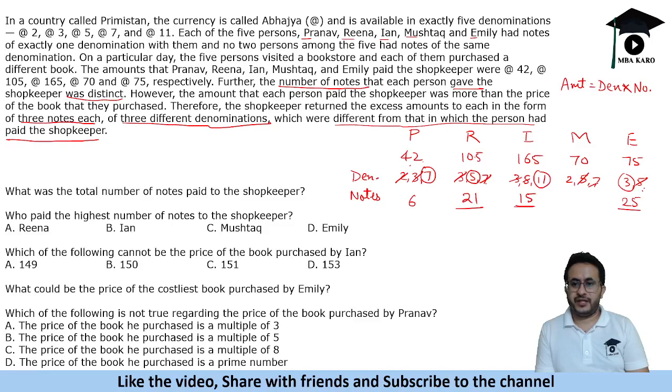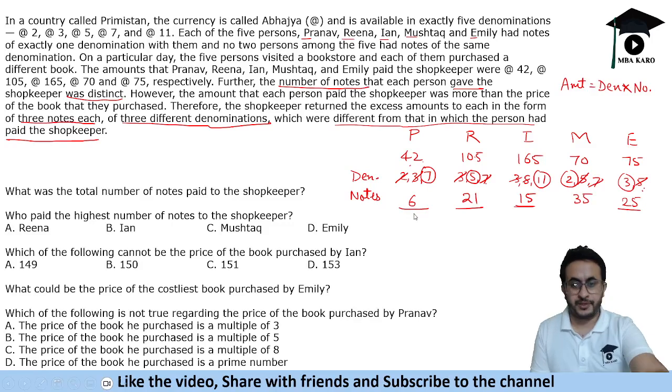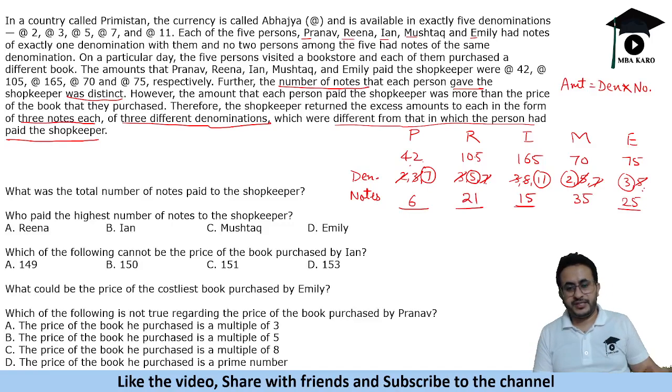Okay, so this value will be 2 and this person gave 35 notes to the shopkeeper. So such a beautiful set with numbers. Okay, I hope you enjoyed solving this. If you were able to solve the set on your own, that's great. If not, hope you must have loved the solution part.